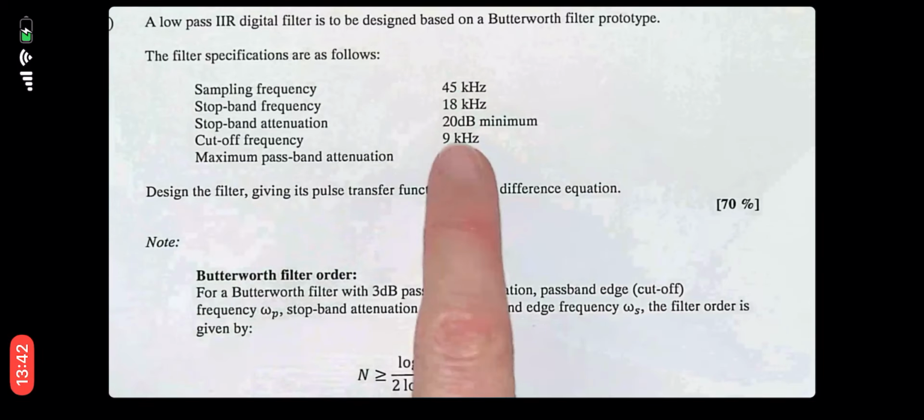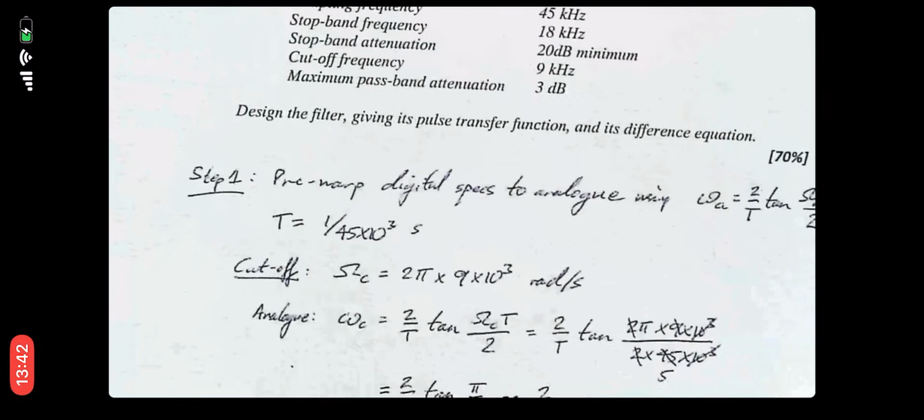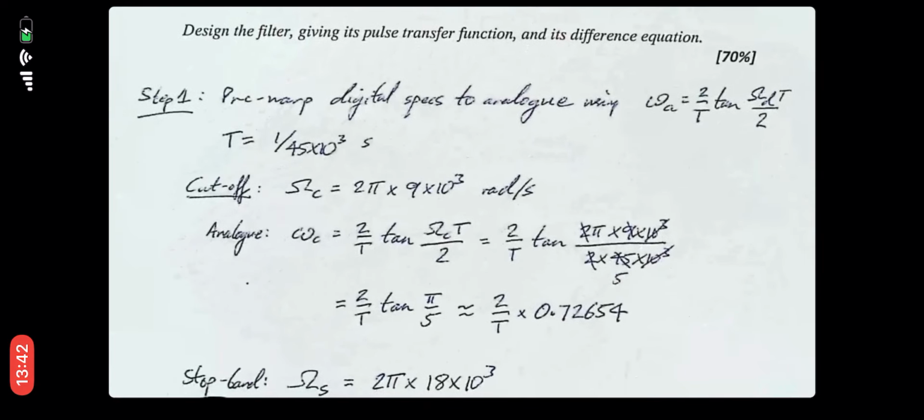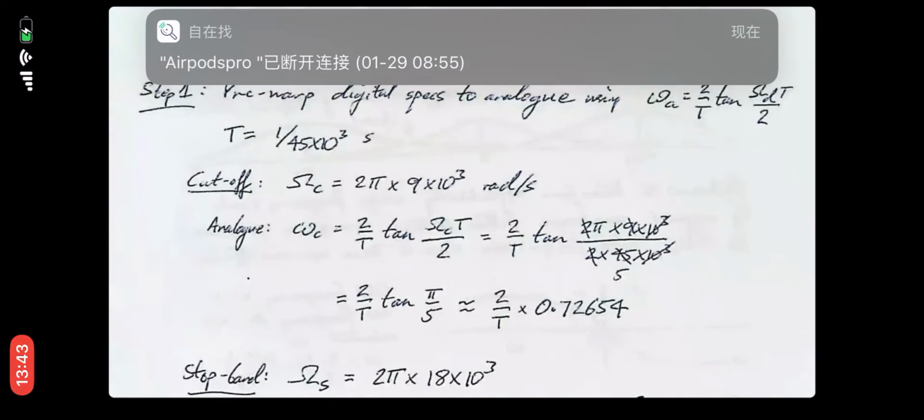So we need to take these numbers, the stop band at 18 kilohertz, the cutoff frequency at 9 kilohertz, and do pre-warping to get those into the analog domain. So here we are. We've got cutoff frequency here in radians per second. We need to make sure that we remember the 2 pi in here, because we're given this formula using the analog frequency; rather than a frequency in hertz, it's a frequency in radians per second. So we need to make sure that we use the angular frequency here.